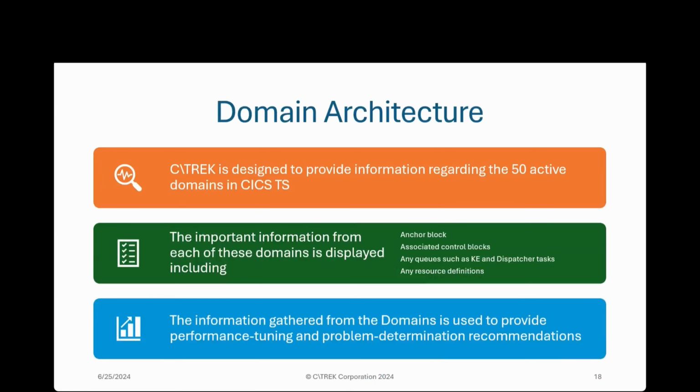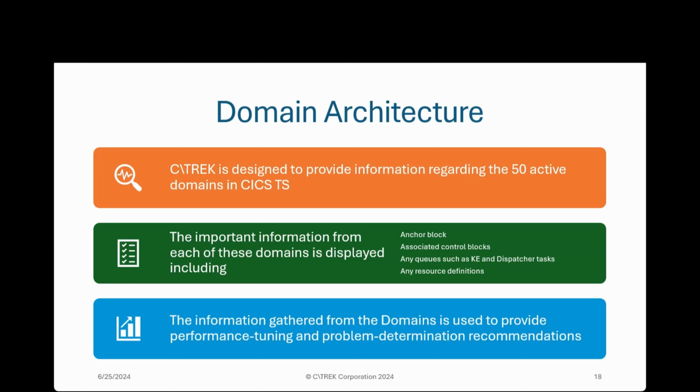C-Trek is designed basically on, and you'll see the main menu in a few seconds. And we'll go to that fast quick access menu, but we also have a detail menu. When we see the detail menu, you will see all the different domains and what's in there. And again, it provides information about the 50 active domains that are currently in CICS at this point.